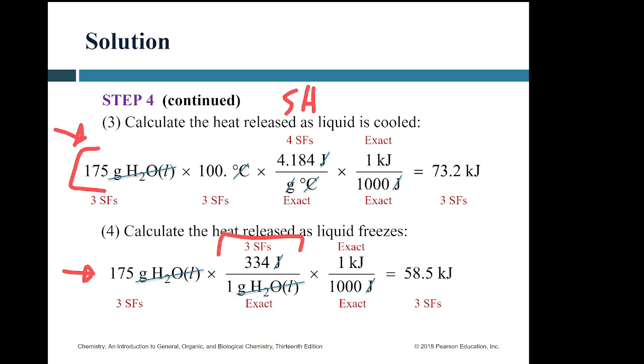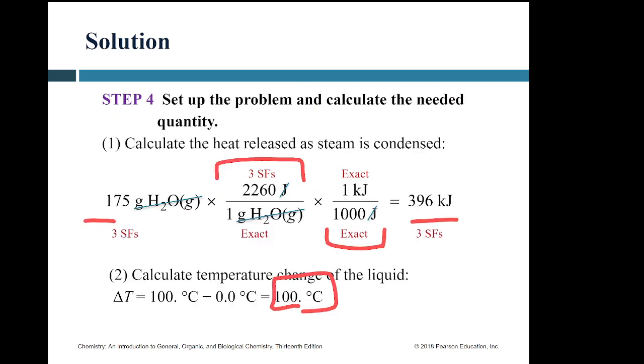Now the thing I want to show you here: this is 58.5, this is 73.2. That one right there is 396, isn't it? Because that's the most heat. Yeah, that's the most heat you're going to get. So really, whatever has the gas phase in it, the phase change, is going to be your biggest source of heat. Okay?